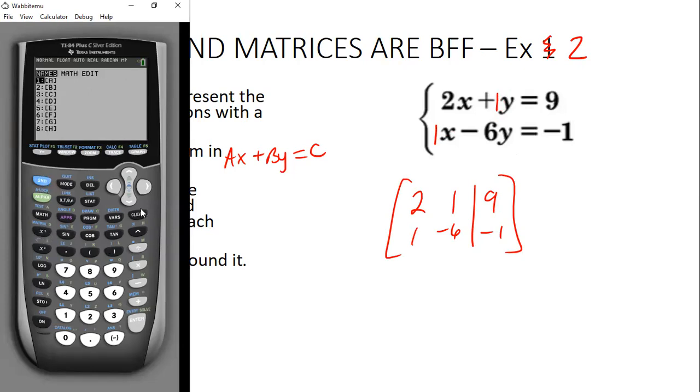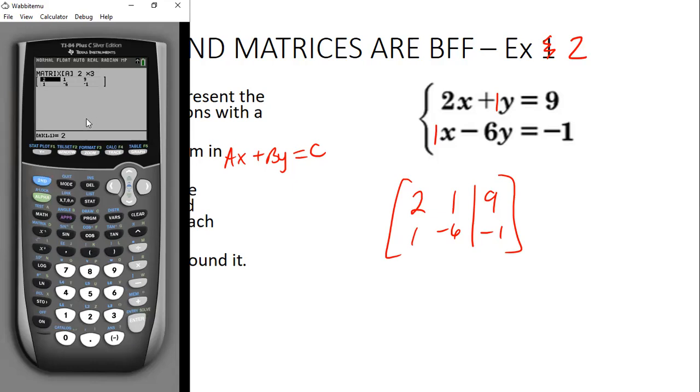So I'm going to go second, X to the -1 to open my matrix window. I go to edit. I'm going to click on matrix A. I have a 2 by 3. I input my values 2, 1, 9, 1, -6, and -1.